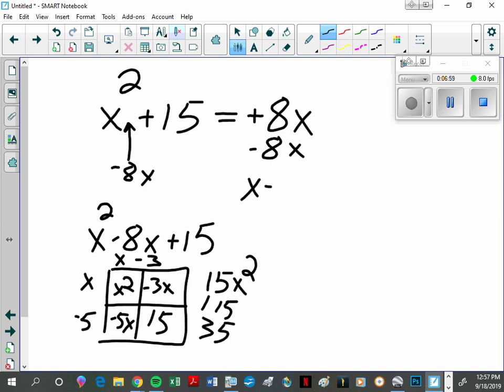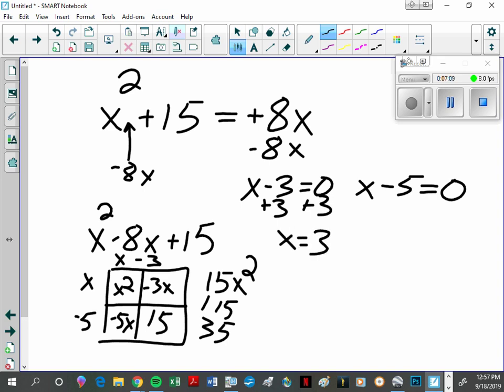My factors are x minus 3 equals 0, and x minus 5 equals 0. And then you just add 3 and add 5. x equals 3 and 5. You guys handle that? So I believe I have assigned that to you in Alex, so grab your Chromebook, and we'll see if I did it correctly.